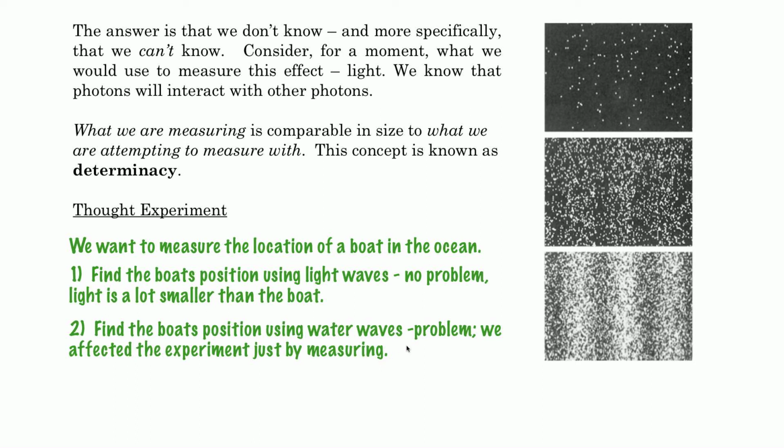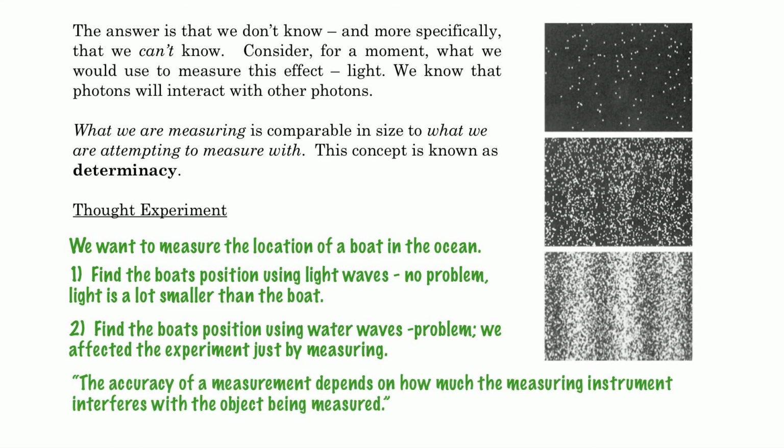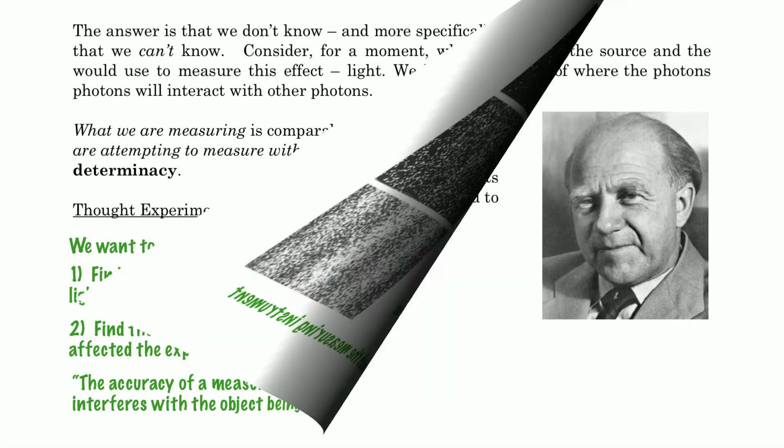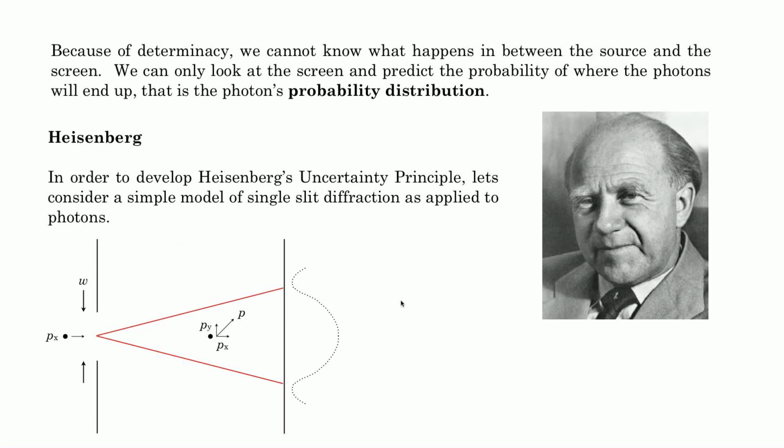Right? If we used water waves to say, okay, let's go and see if they bounce back, we'll try and locate it that way. Well, our water waves would actually push the boat away because they would interfere with the boat itself. So we obviously can't use water waves because they're large waves and comparable in size to what we're trying to measure, which is where the boat is. The accuracy of any measurement depends on how much the measuring instrument interferes with the object being measured. Okay, so that's from your textbook, and that enters into this world of Heisenberg's uncertainty principle.